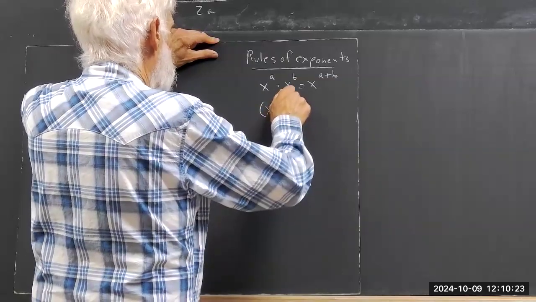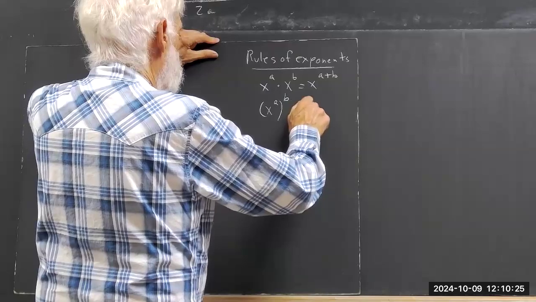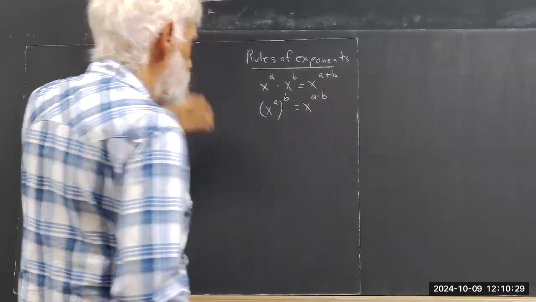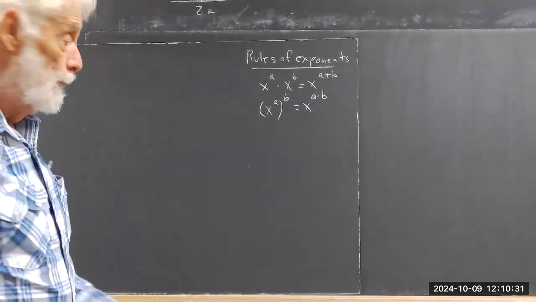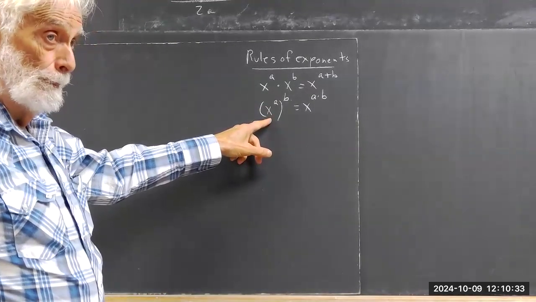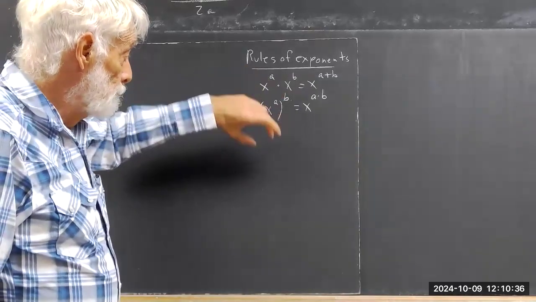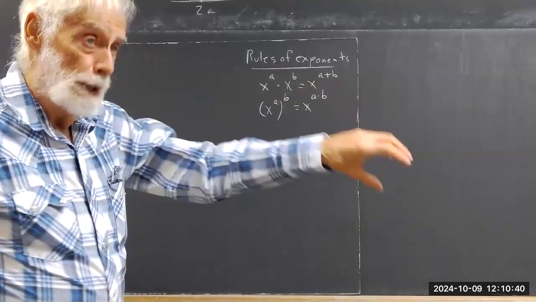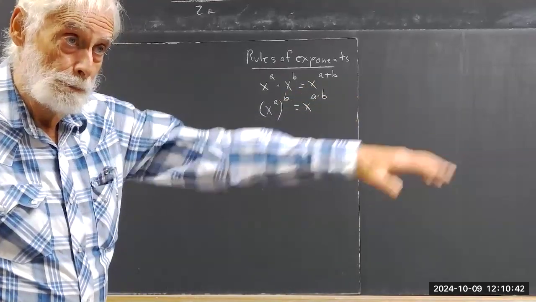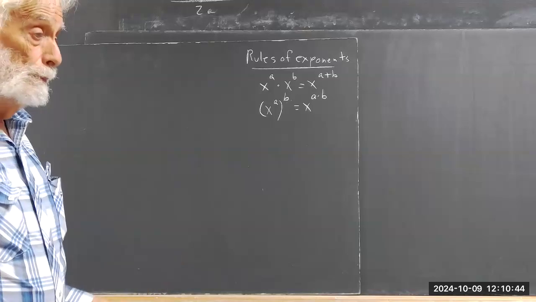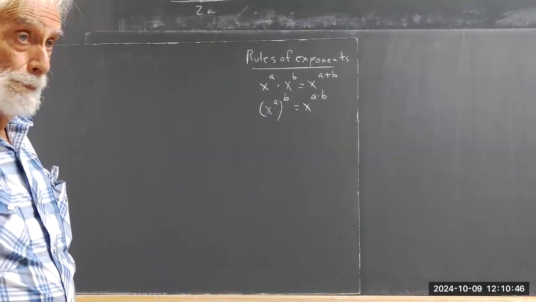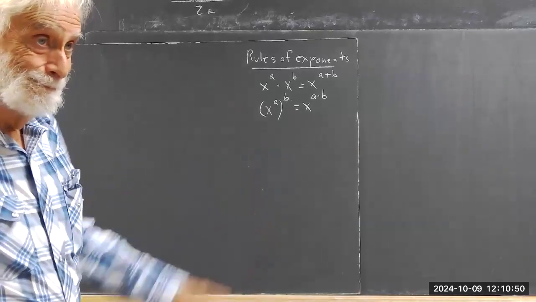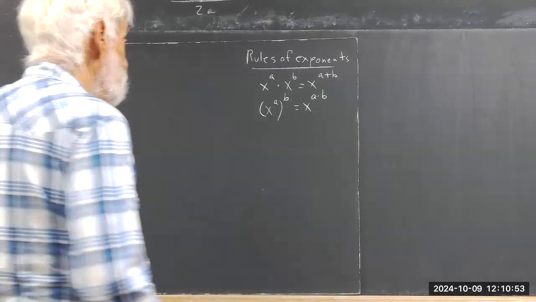And then x raised to the a, raised to the b power, is x to the a times b. Because a is how many x's you've got here, you're going to repeat this expression b times. So you're going to have a times b x's all in a row. And go back to x squared to the third power. Or if you like, you can also do x cubed squared. It's going to come out the same either way.